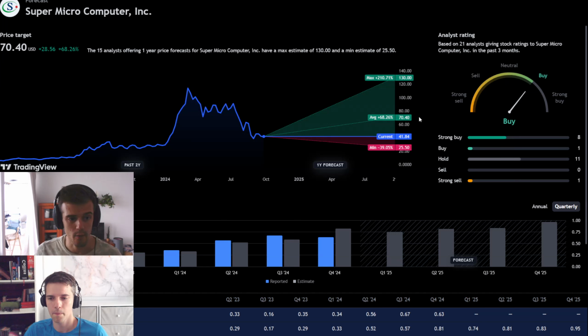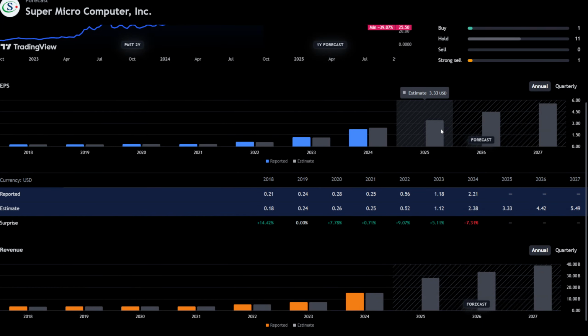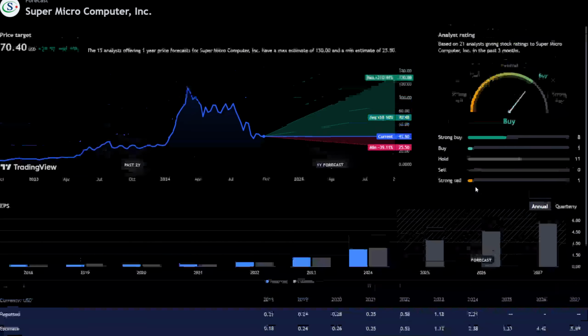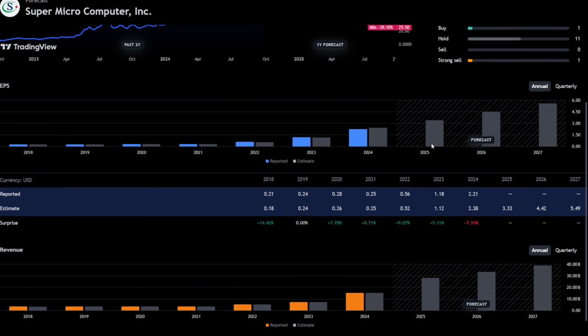I don't think it's going to go below that, but anything could happen in the stock market. And if we go to the annual EPS with the forecast, the 2025 estimate is $3.33, then 2026 is 4.42, and then 2027 is 5.49. So they have a good outlook for this forecast. They expect better results each year. And in the analysts' 1 year price forecast, the maximum is 210%, the average is very positive also at 68%, and the minimum is minus 39%. That's a huge crash also. But what is your opinion? I want to know about it, guys. Let us know below if you agree with the highest, the average, the minimum, or a different idea.